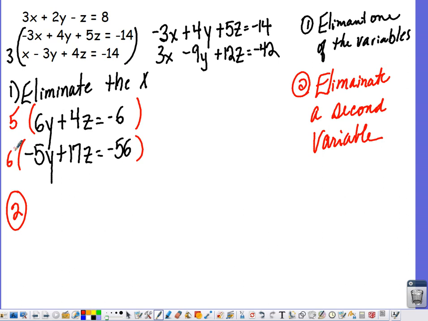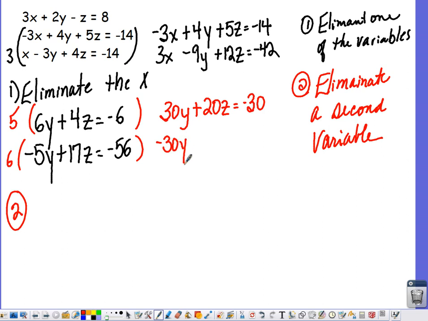So 5 times 6y gives me 30y. 5 times 4 gives me 20z. And 5 times negative 6 gives me a negative 30. And then on the bottom, 6 times negative 5 gives me a negative 30y.